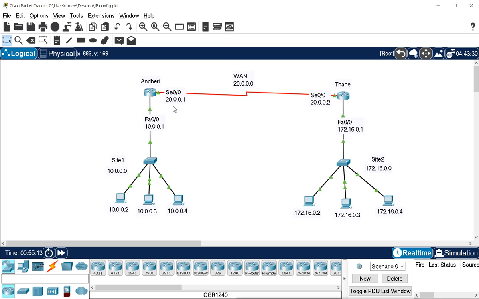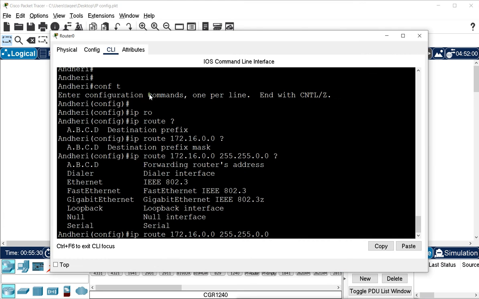So I will give the IP address of this as a forwarding address, or I can give the outgoing interface name also. We have both options: either we can give the outgoing interface name, or I can give the first hop address as this address. So I will give the first hop address, and I will give 20.0.0.2.